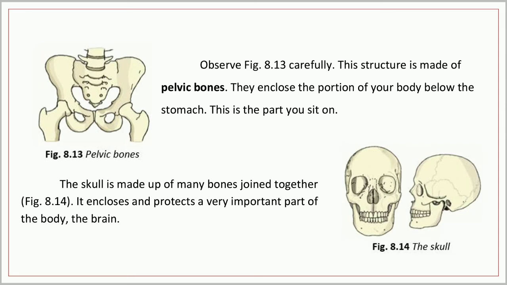The skull is made up of many bones joined together. Please see the figure 8.14. It encloses and protects a very important part of the body, that is the brain. Student, as you know, we can call the brain the control center of our body. It controls our full body. So it is very important for our body and hence it is protected properly. And this function is done by the skull.